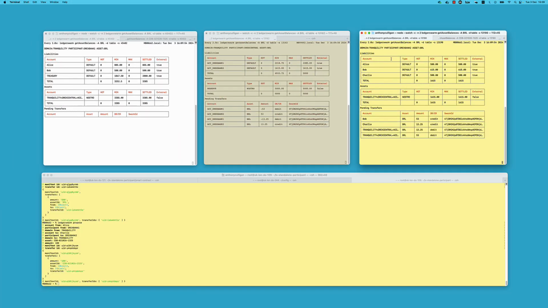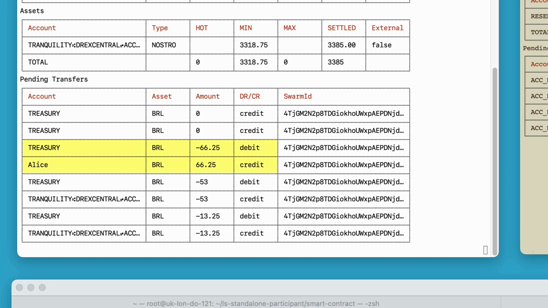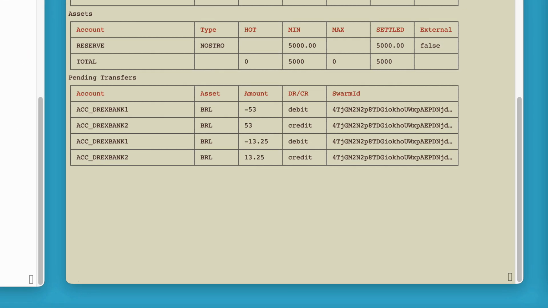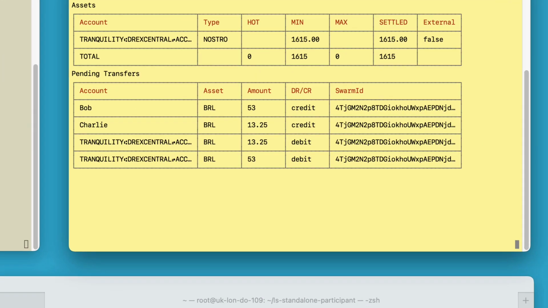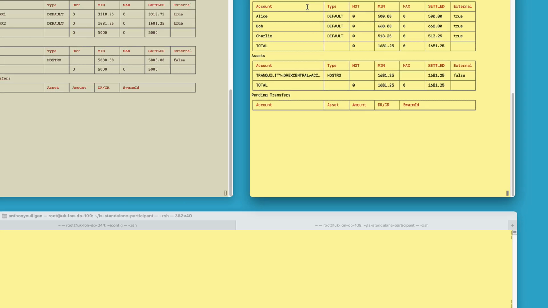Again, looking at the ledgers, we can see that payment to Alice is within the DREX Bank 1 ledger, but payment to Bob and Charlie is across DREX Central. Each payment is in proportion to the amount held by Alice, Bob, and Charlie.